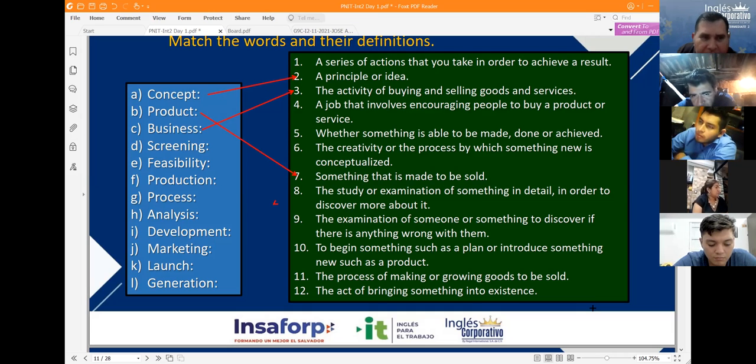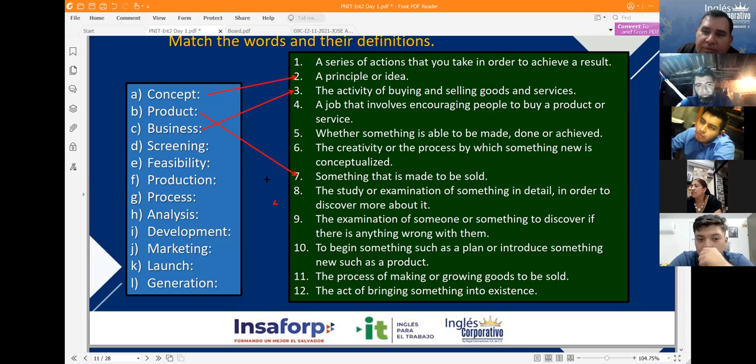Okay, let's go to the next one. Letter E. It's a word that is new to you. For the moment, you are working on it, so I don't have to tell you the meaning. Let's see, feasibility. You say, teacher, I don't know feasibility either. Something is feasible, say feasibility.